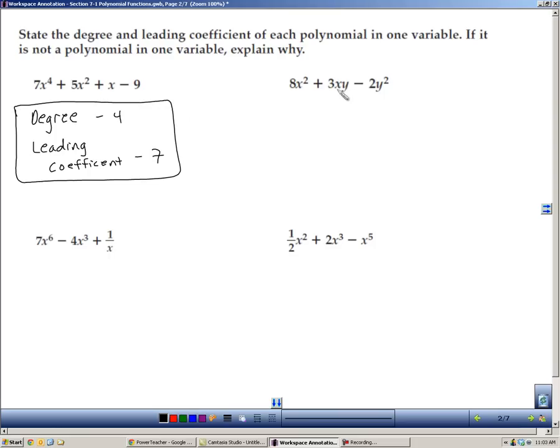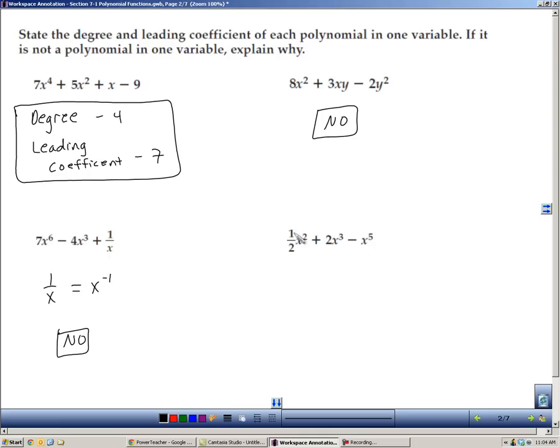This example has two variables, so this is not a polynomial because you can't have an x and a y if you're going to have a polynomial with a single variable. This example down here looks pretty good, except that 1 over x is really an x to the negative first power, and you cannot have negative exponents in polynomials. So this is actually not a polynomial function.